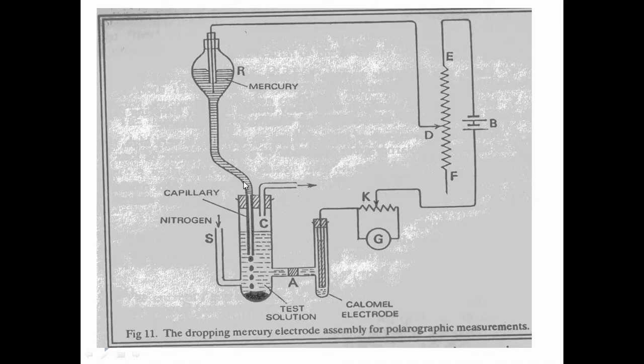This is essential because oxygen starts reducing before the half-wave potential of the metal cation. If a solution contains oxygen, it starts reducing before the half-wave potential of reduction, which affects the current, and a large current will flow through the system as oxygen is reduced to water. This takes place in two steps: first oxygen is converted to hydrogen peroxide, and then hydrogen peroxide is converted to water. To avoid this, we pass an inert gas such as nitrogen through the solution. That is the importance of passing inert gas through the solution.